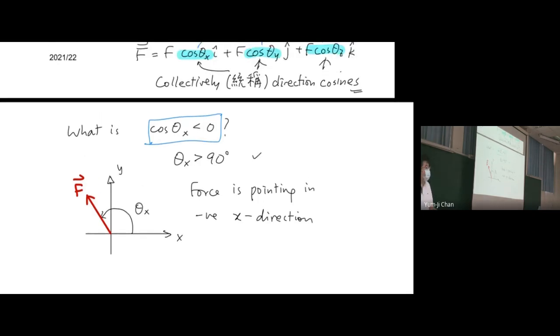Some of your seniors always write positive direction cosines. This is wrong. So some direction cosines can be smaller than 0.